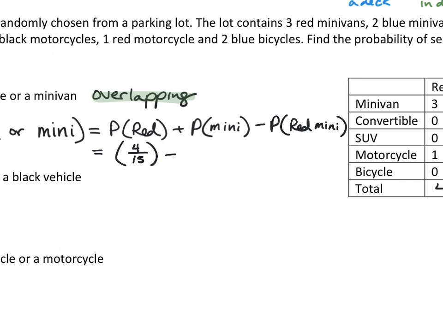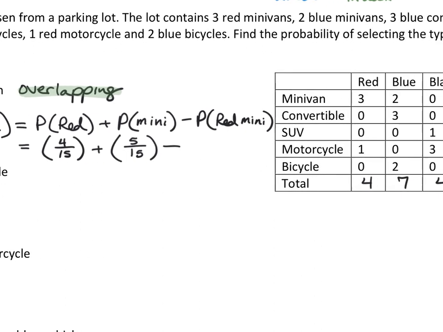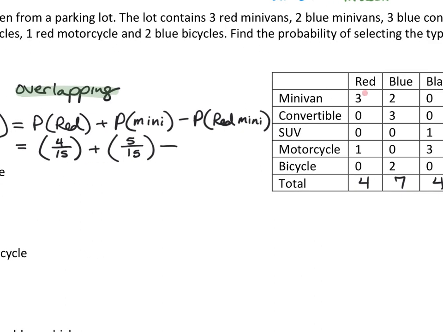What's the probability that we just randomly select a minivan? How many total minivans were there? 5 total minivans out of those 15 cars. But how many were overlapping? Meaning how many red minivans did I have? 3. So I would do minus 3 out of 15.